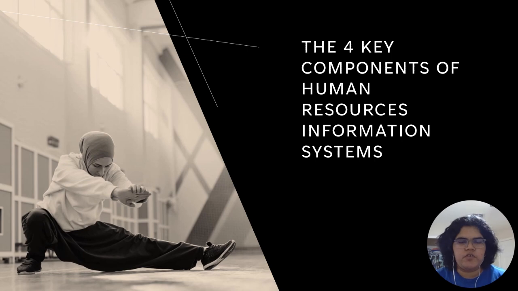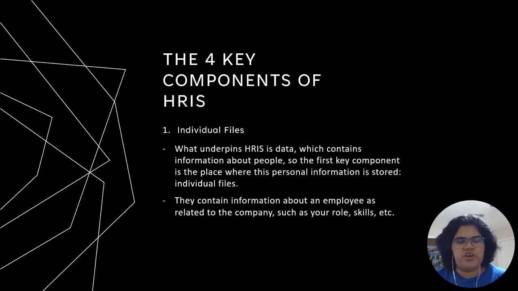Next, I will focus on the four key components of human resources information systems. What underpins HRIS is data, which contains information about people. So the first key component is the place where this personal information is stored: individual files. They contain information about an employee as related to the company, such as your role, skills, salary, etc.